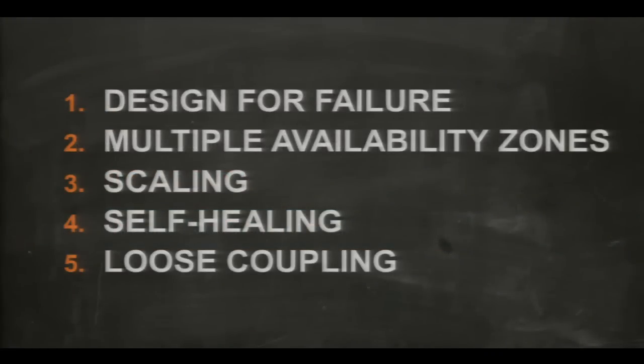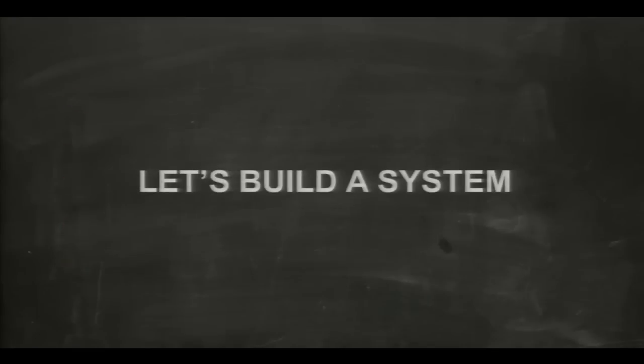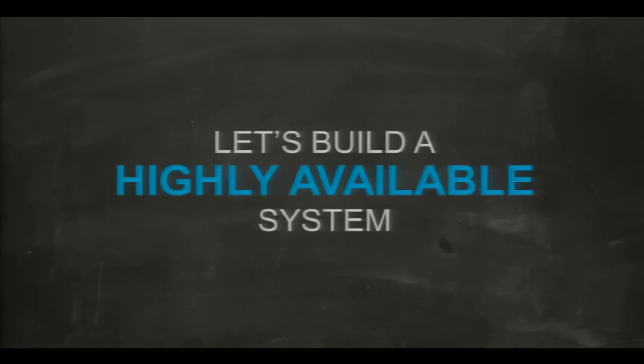There are 5 points that I'd like to talk through today: designing for failure, multiple availability zones and how to properly use them, scaling, self-healing, and loose coupling. And what we're going to do here is we'll actually build a system. And by applying these 5 best practices, we'll end up building a system that is highly available.